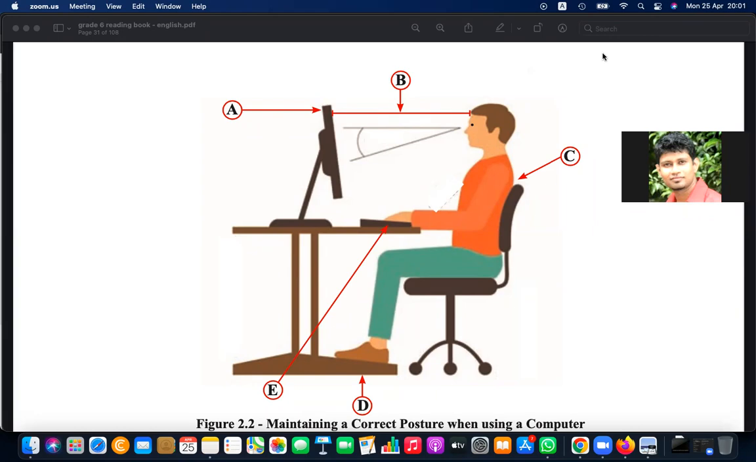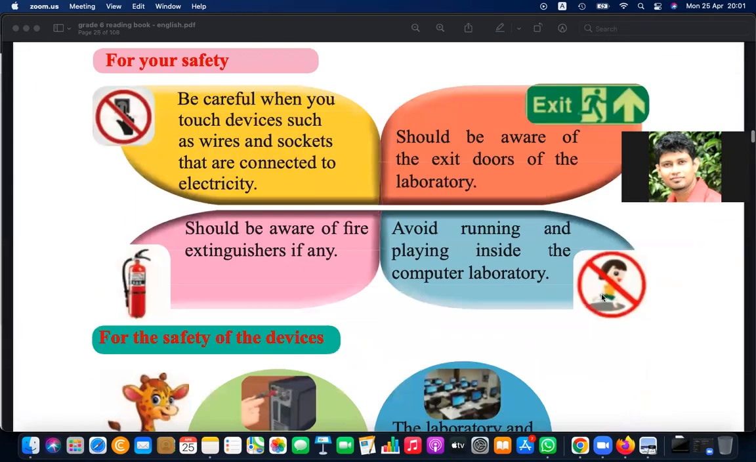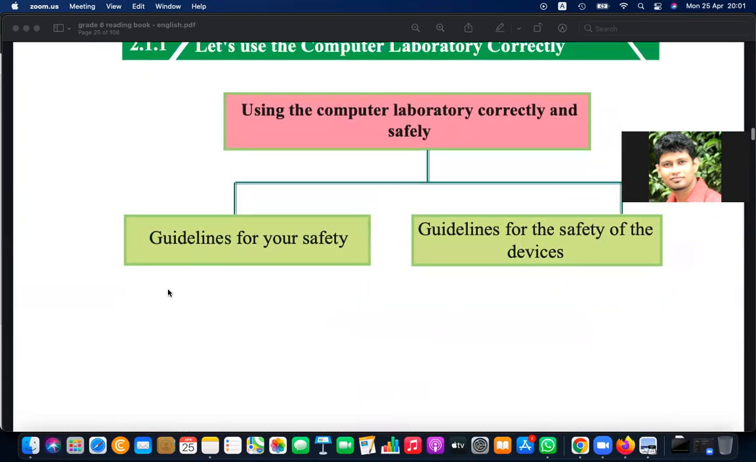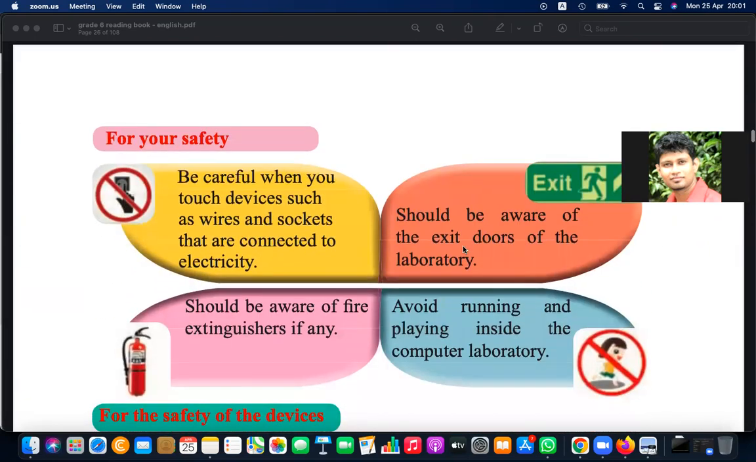So that's the reason. And you can see when you look into your book, first they have given these two options: guideline for your safety and guideline for the safety of devices. So first you have to consider your safety. You have to be aware of the devices, right? And wires, sockets that are connected. Be careful with them because they can give you an electric shock. So that is deadly sometimes, right? So you have to be very careful when plugging wires and all.